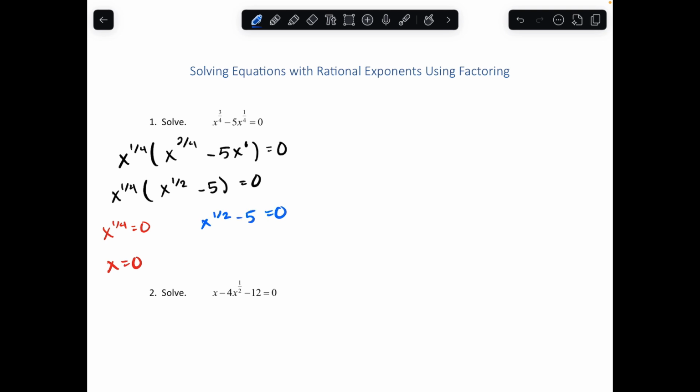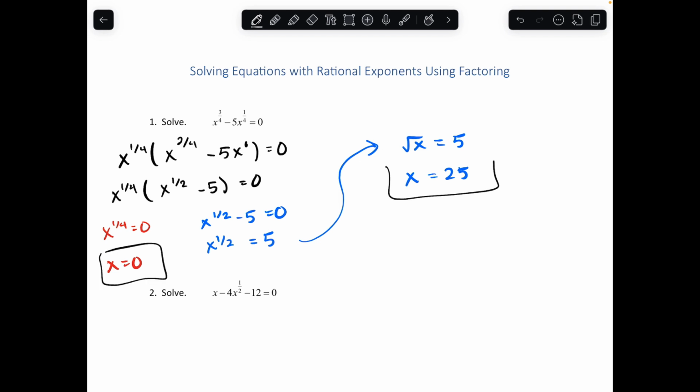Now this one implies that x to the 1/2 is going to be equal to 5. However, a 1/2 power is really a square root. So we can say the square root of x is equal to 5. If we square both sides, we're going to get that x is equal to 25. And so we have two values, x equals 0 and x equals 25. And that's our answer. So let's go ahead and move on down to number 2.